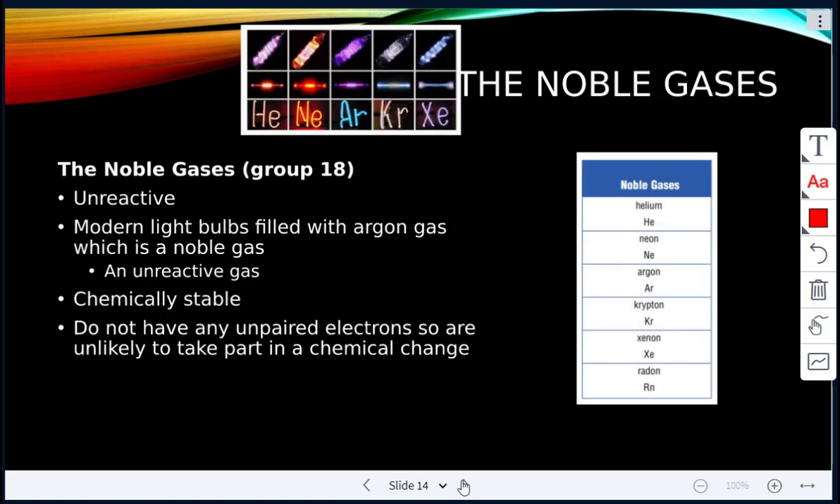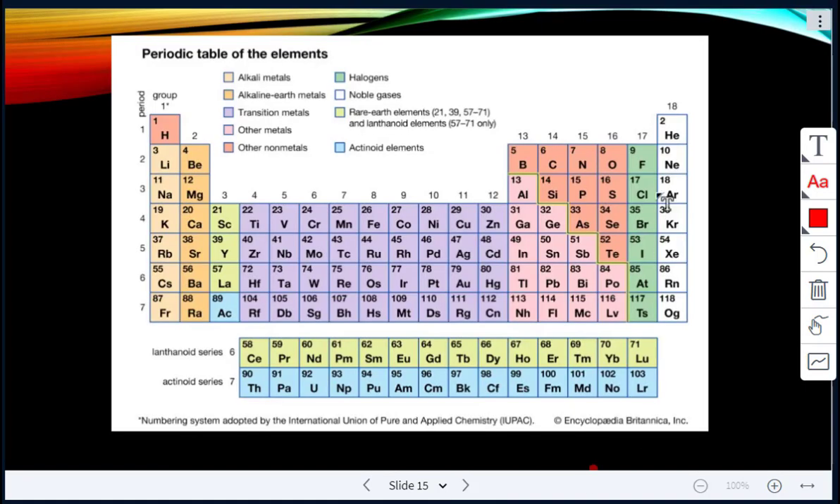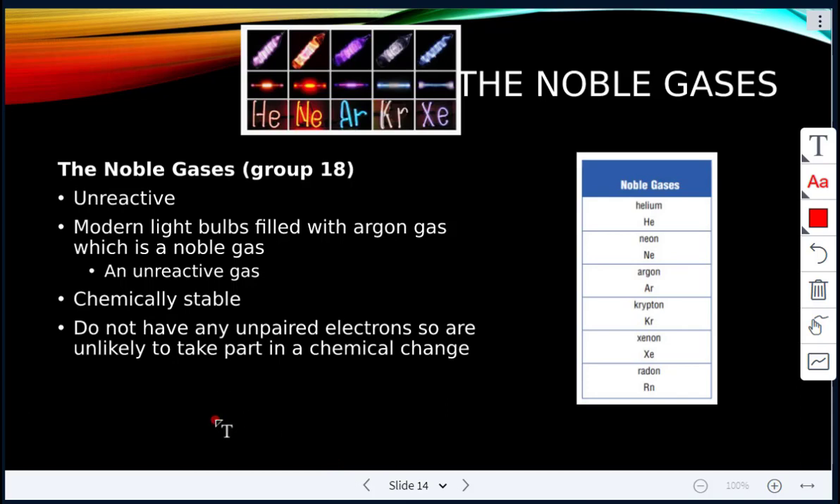Next we're going to talk about the noble gases. These are all the way at group 18 right here. Those are the noble gases. These noble gases are unreactive, and the reason is that they are very stable chemically. They don't have electrons that are ready to form compounds.